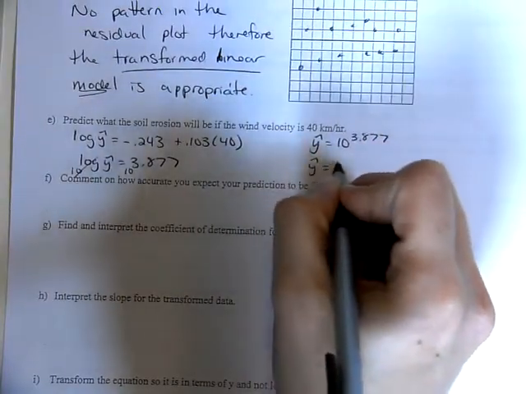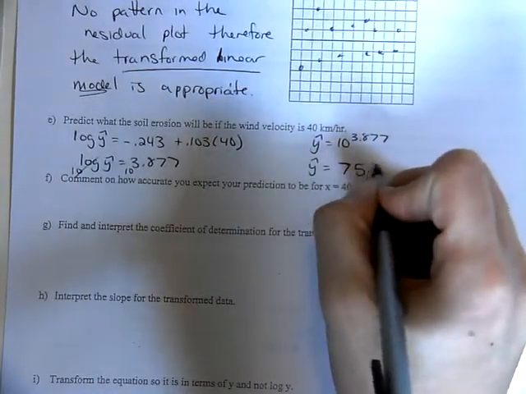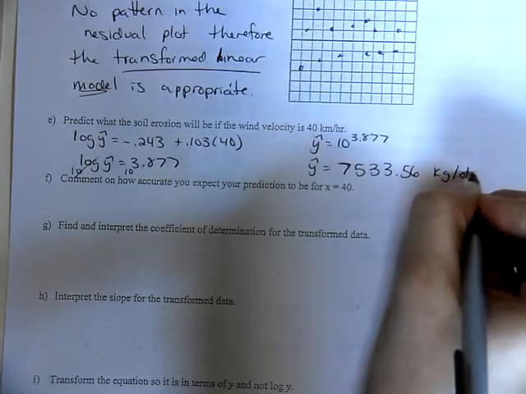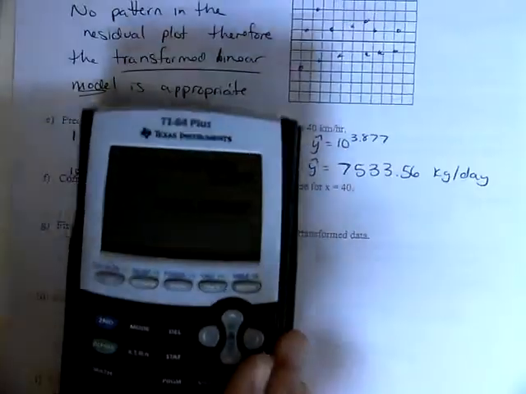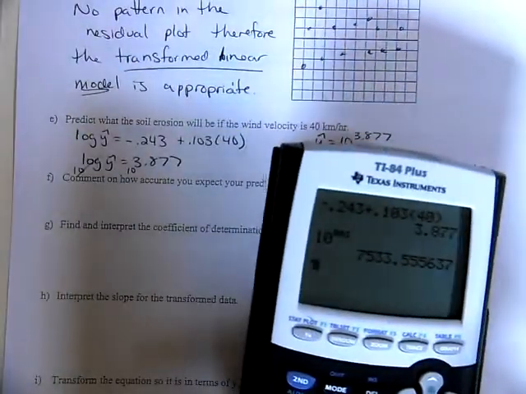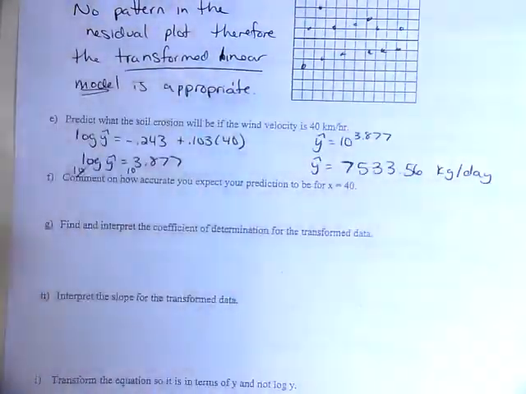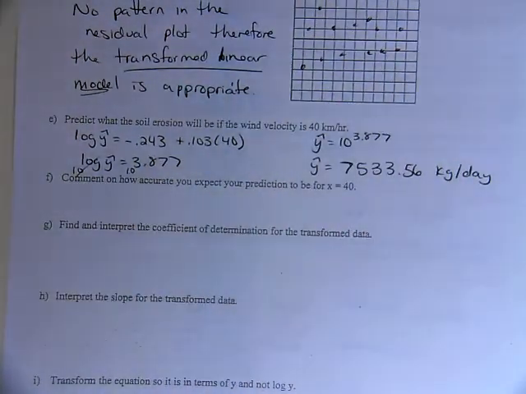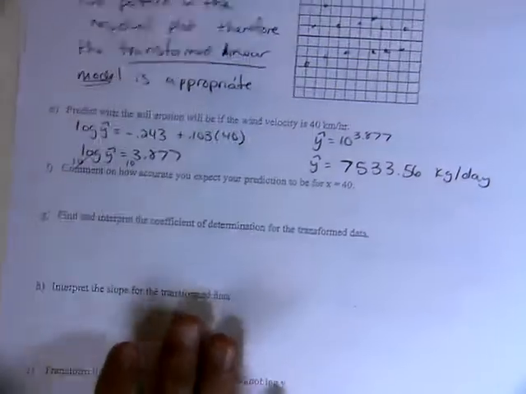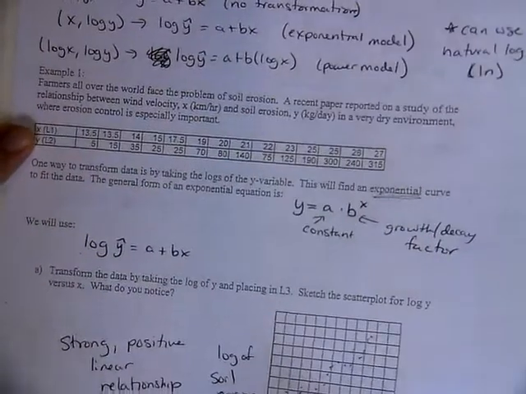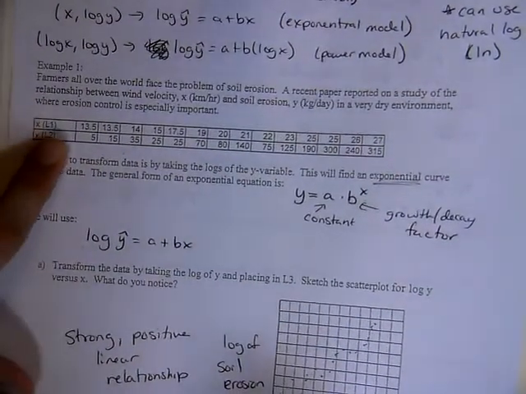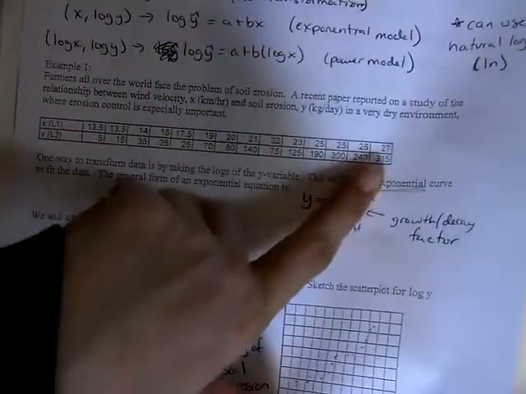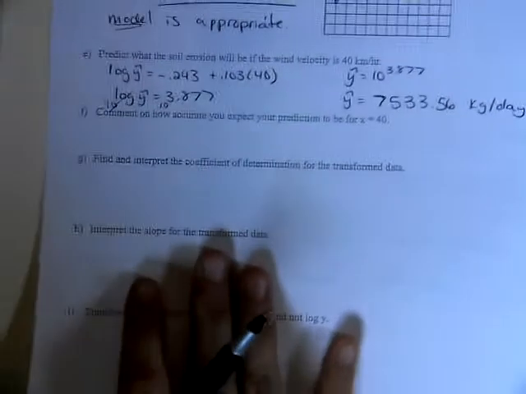So y hat is 7,533.56 kilograms a day. So all I did in the calculator was, once I got my answer, did 10 to the answer power. Comment on how accurate you expect your prediction to be at x equals 40. Let's go back. If we look, our wind velocity is really only from 13 kilometers per hour to 27, so we really shouldn't have done that.